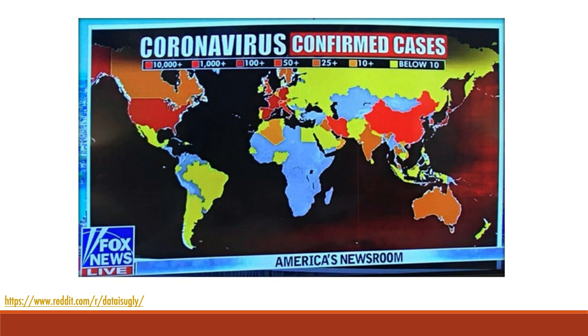Also, there are four different shades of red being used to represent 50 plus, 100 plus, 1,000 plus, and 10,000 plus cases. Now, I don't know about you, but I cannot differentiate those four shades of red, so it's impossible for me to tell where there are 50 cases versus 10,000 cases.